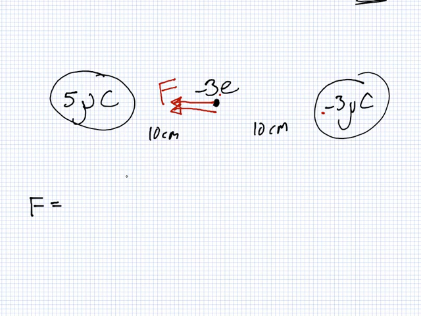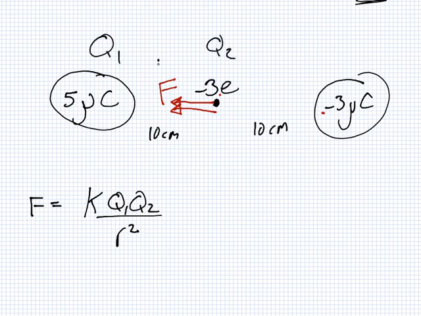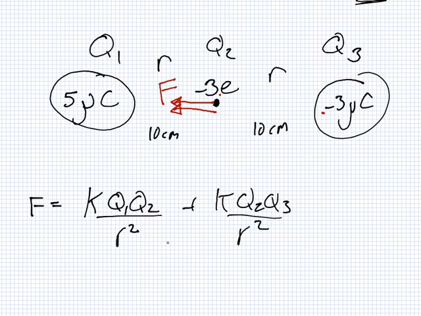So, it'll be K Q1 Q2 over R squared. And this is Q1, and this is Q2, and this is R. And nicely, the R is the same here. But just be careful, I'll call this Q3. The second one would be K Q2 Q3 over R squared. Now, what's in common here? K, Q2, and R squared. And I'm left with Q1 plus Q3.